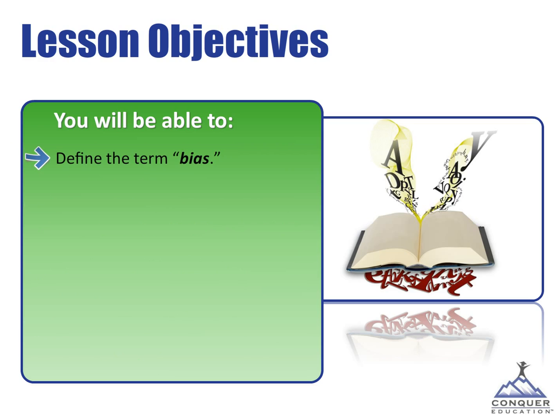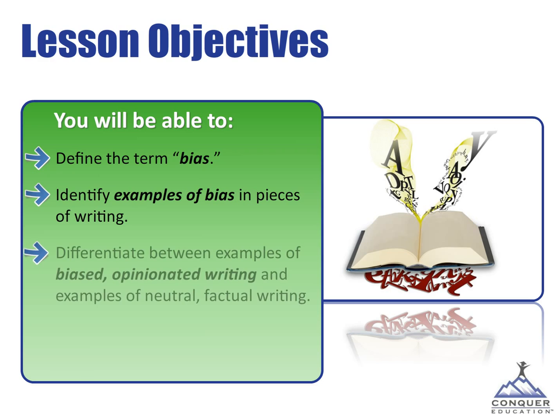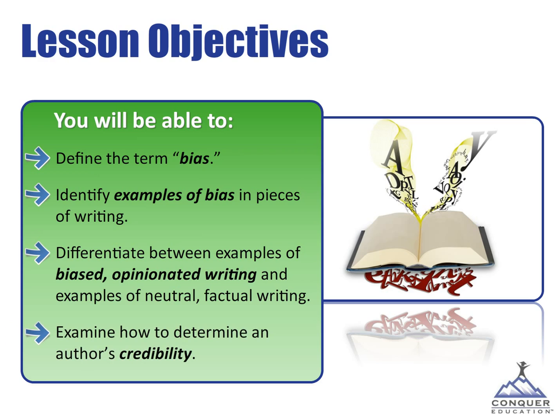Define the term bias. Identify examples of bias in pieces of writing. Differentiate between examples of biased, opinionated writing and examples of neutral, factual writing. Examine how to determine an author's credibility.